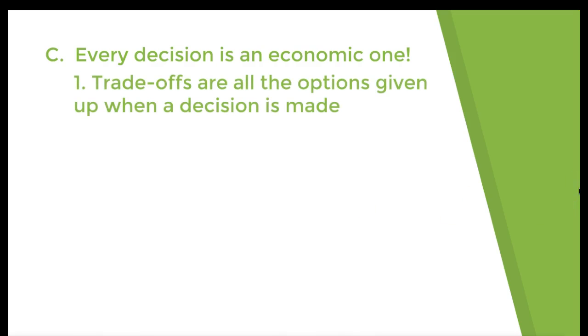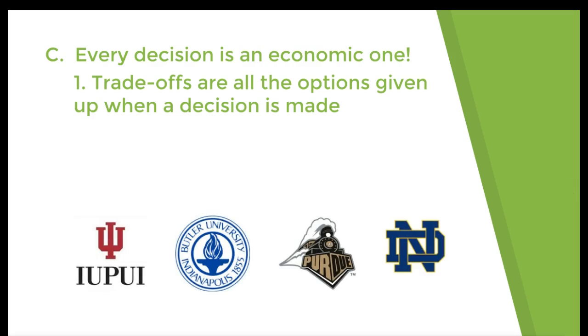So trade-offs are going to be all the options given up when a decision is actually made. So what do you give up when you make a choice? Let's go through an example. Let's say that I'm just trying to decide what I'm going to do after high school. My choices are IUPUI, Butler, Purdue, or Notre Dame. We're going to assume that I got into all four of those choices, and now it comes down to personal preference, feel, major, all of that fun stuff. Cost is an issue in there. So let's say that after I visited all these, I chose to go to IUPUI. That's my choice.